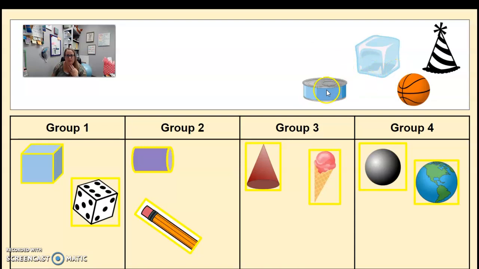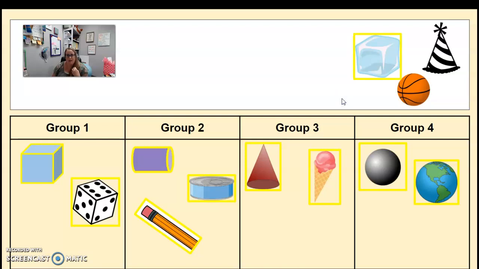All right. Well, let's look at this one. I see a circle at the top, a circle at the bottom, and a little bitty curved surface, but it's still there. So is it going to go with group 1, 2, 3, or 4? Show me with your fingers and see if you got it right. Did you say group 2? I hope so.